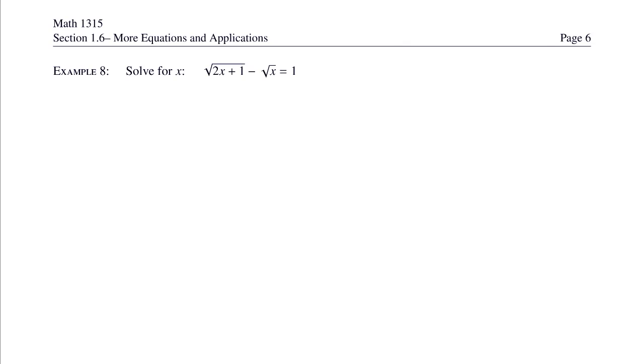In general, the easiest thing to do is take the most complicated radical to be the one that is isolated on one side of the equation first. The most complicated one is the square root of 2x plus 1. So we're going to leave that on the left by itself and move the square root of x to the other side. Next, we square both sides.